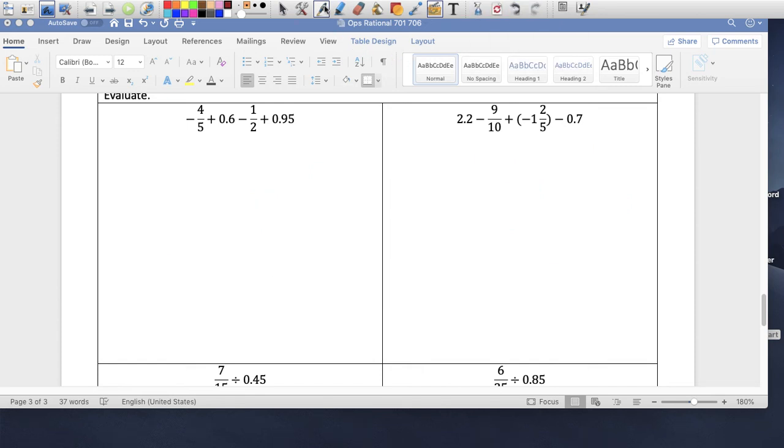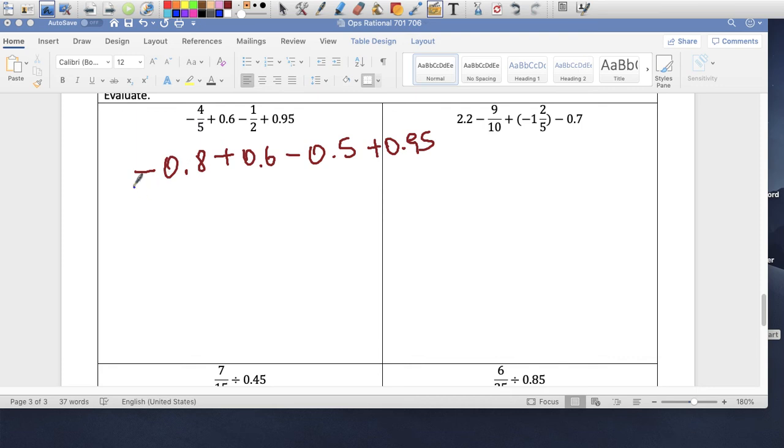So when I see 4/5, when I see this expression over here, my immediate thought is, ugh, I don't want to change the decimals to fractions. I want to change the fractions to decimals, because that's going to make my life a little easier. So negative 4/5, to me, that looks like negative 0.8, plus 0.6, minus, and a half is 0.5, plus 0.95. Much, much easier, to me at least, to deal with this.